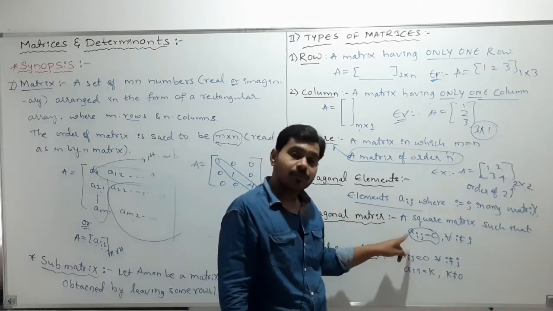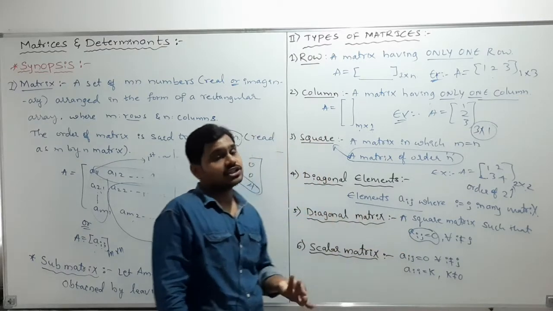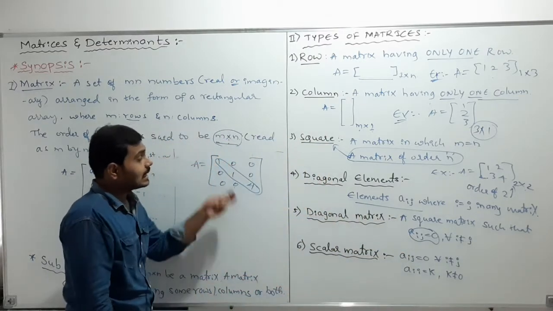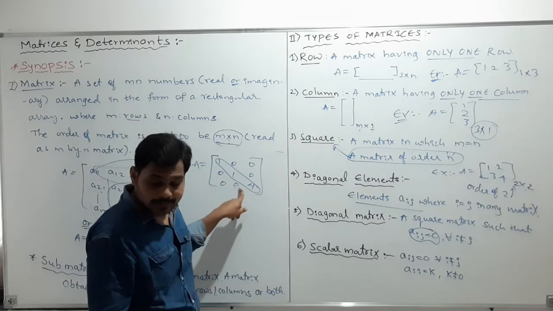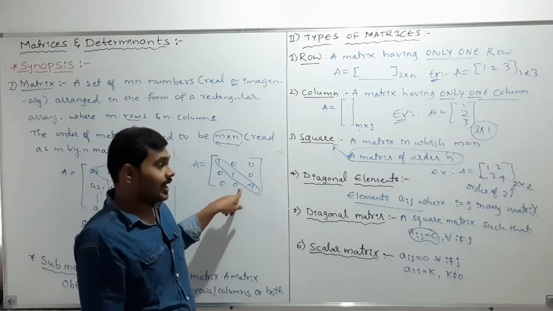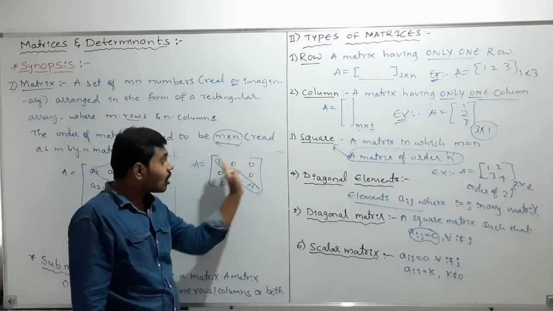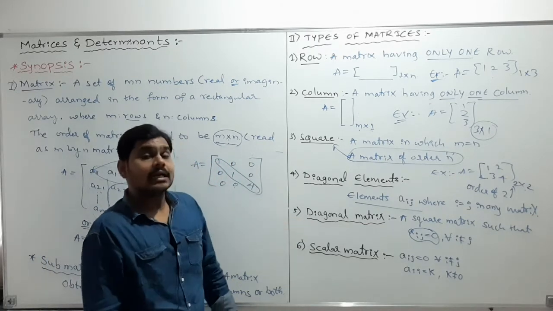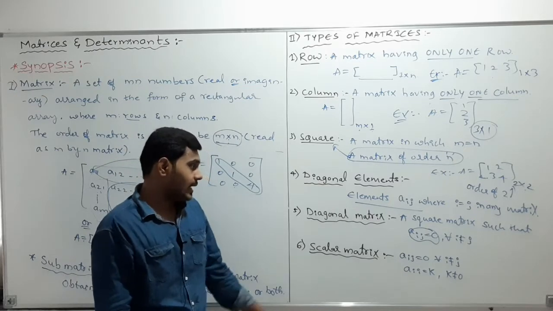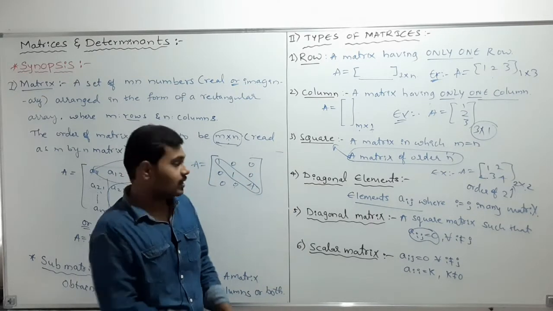Now in notation form, or as a definition, what can you say? You can say that a square matrix in which all the non-diagonal elements must be 0, such a matrix we can call a diagonal matrix. Clear? So this is an example for the diagonal matrix.